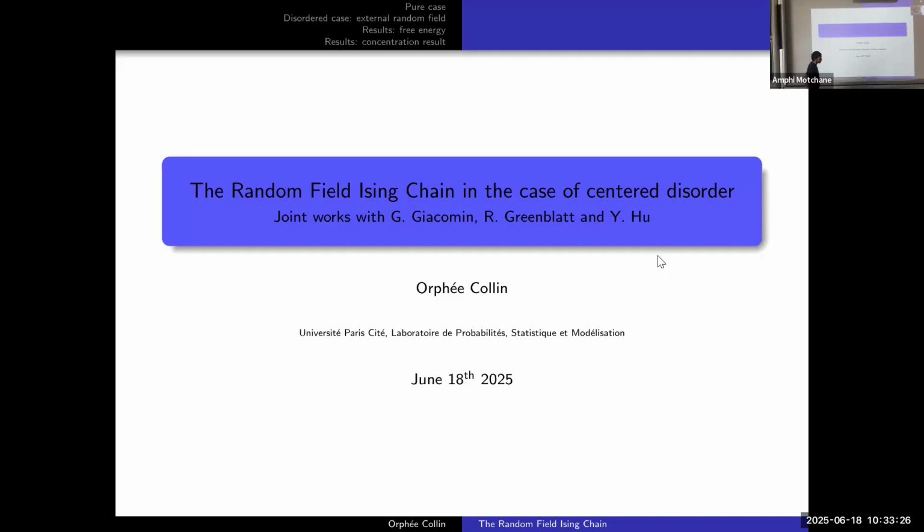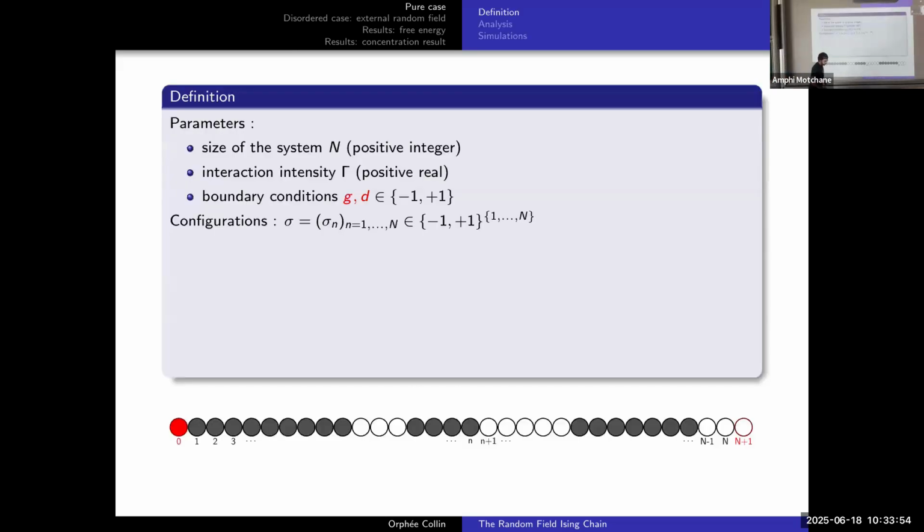So I'm going to talk about the Ising chain, which is a very simple case of the Ising model. You can look at sites on a line graph, and the pure case is going to be easy to consider, and we're going to add a random field, which may make things more interesting. But let me first start with the pure case.